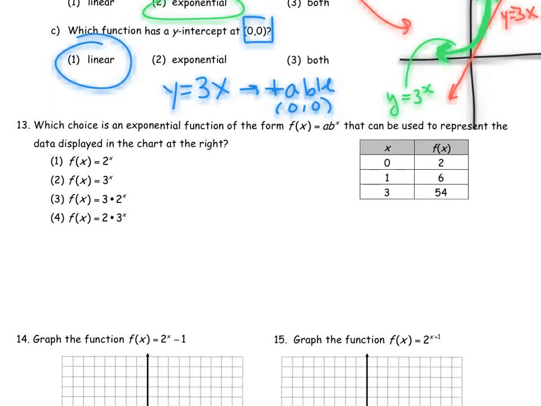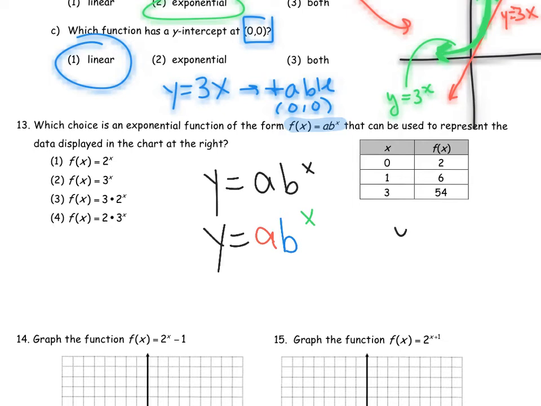Question 13 says, which answer choice is an exponential function of the form, again, f of x equals ab to the x, so we have to remember that. We have y equals ab to the x, and I'm going to color code. We've got y equals ab to the x, okay? To figure out what is the graph displayed from the chart. All right, well, let's see what we got.